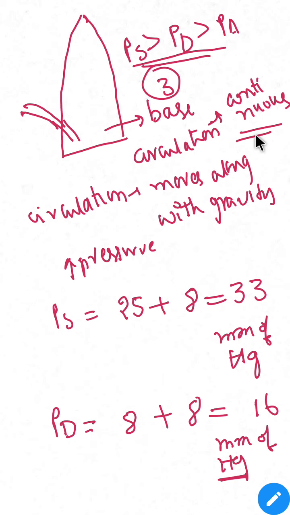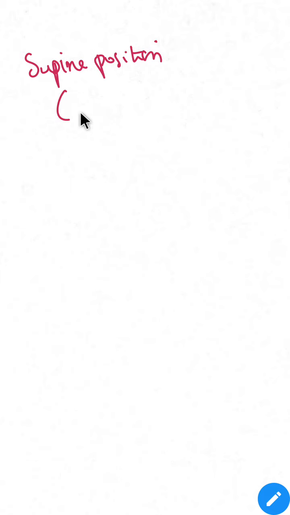When the person lies in supine position, this gravity will not act, right? So there will be interchange of zone 3 to zone 2 when the person lies in supine position. Okay, remember this. When the person lies in supine position, zone 3 will become zone 2. Okay, this is about zone 3.